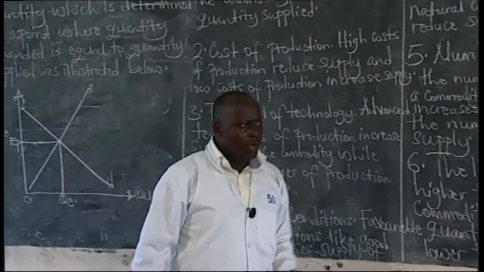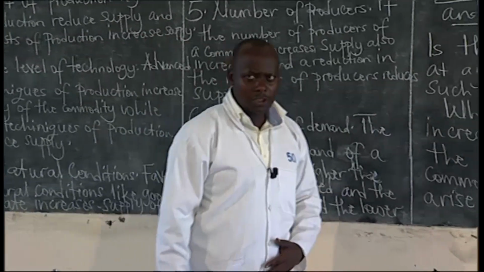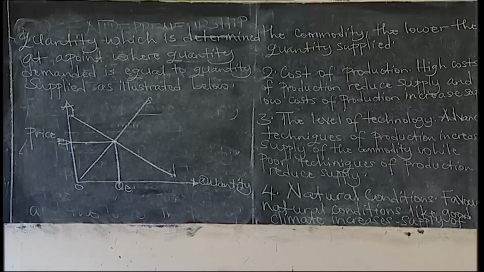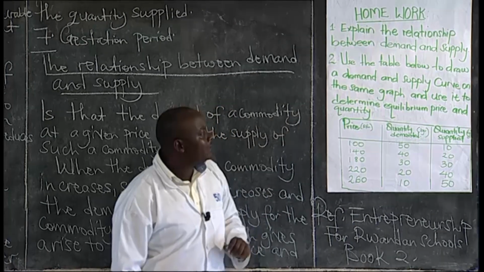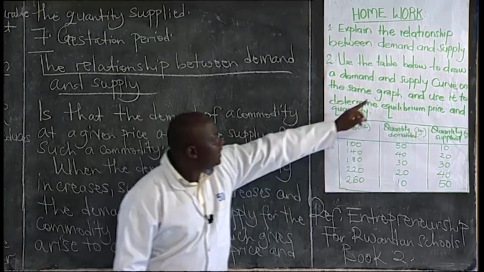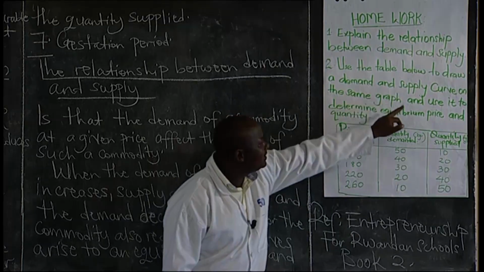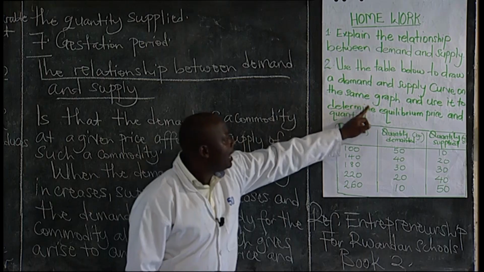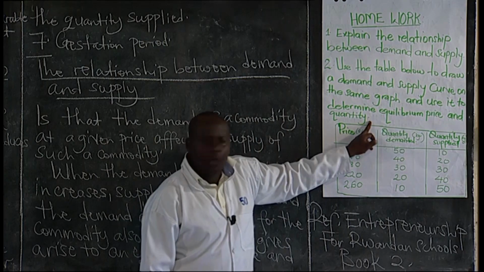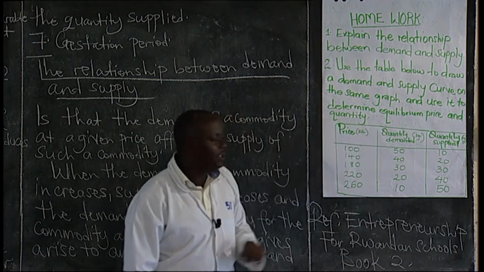Learners, I want to leave you with the homework. This is the homework. The first question is, explain the relationship between demand and supply. I want you to explain the relationship between those two variables, between demand and supply. The second question, use the table below to draw a demand and supply curve on the same graph and use it to determine equilibrium price and quantity.